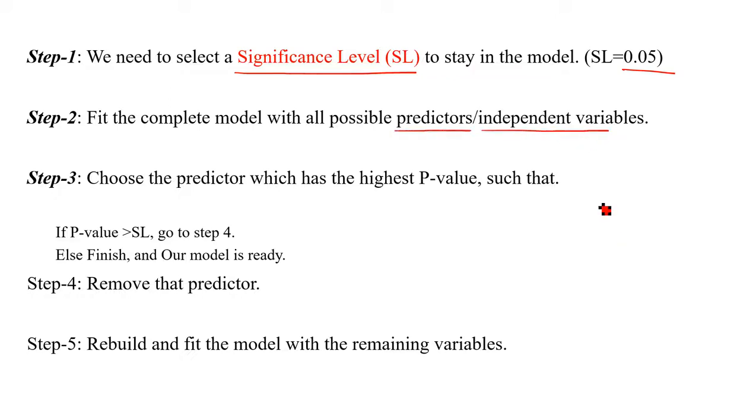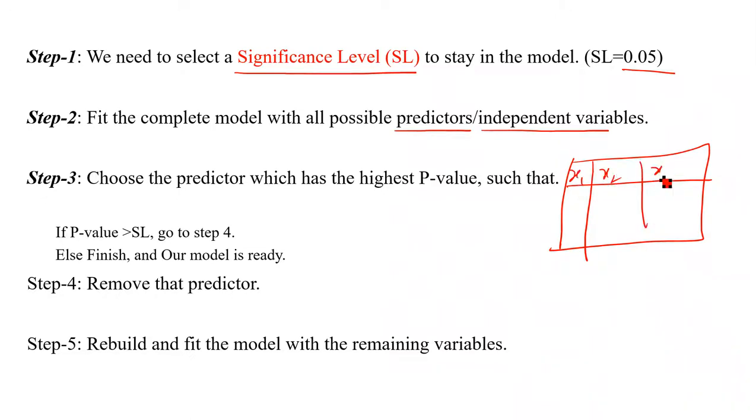For example, this is my data set. This is x1, this is x2, this is x3, and this is y. Here x1, x2, x3 are the independent variables, and y is the output variable or the target variable. To fit the complete model, first we have to build the model by using all independent variables.